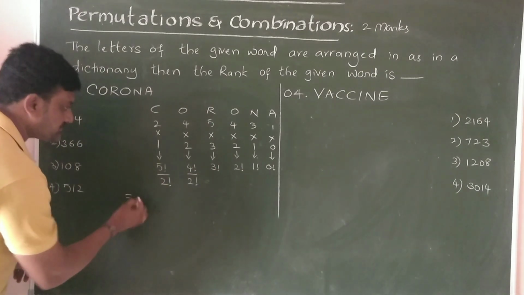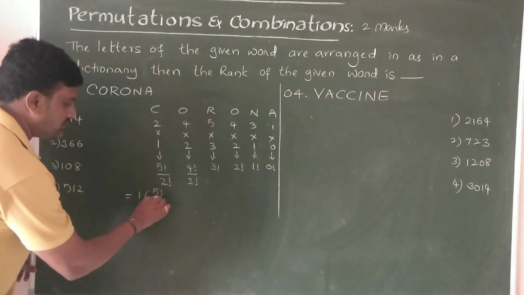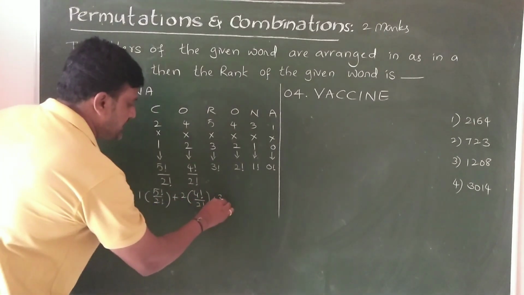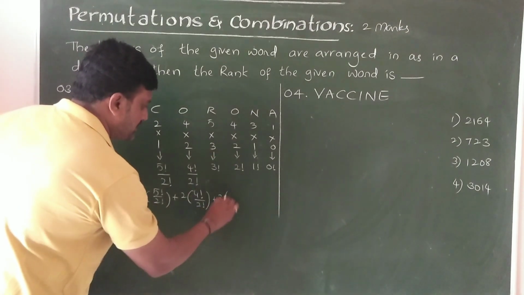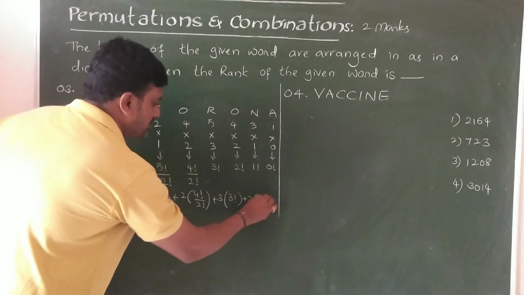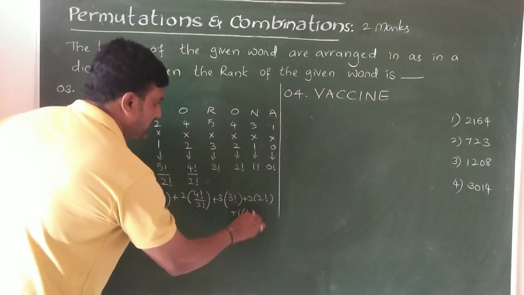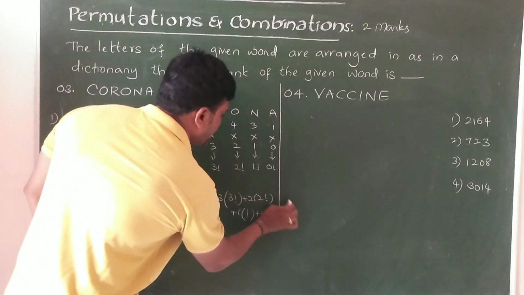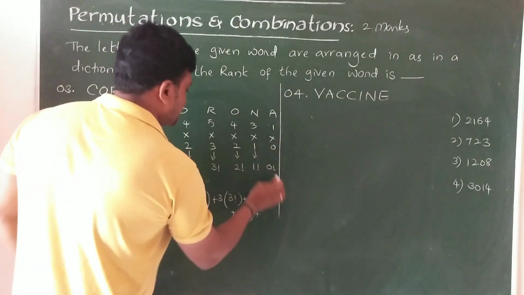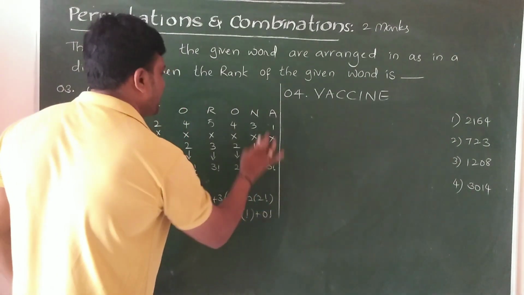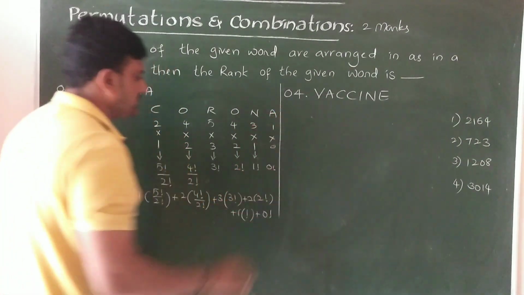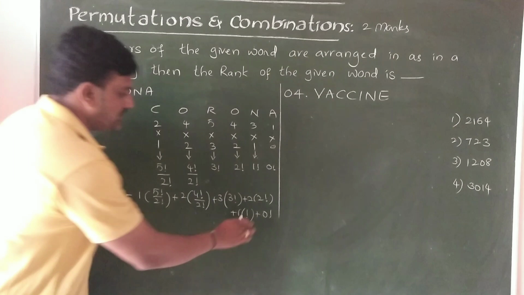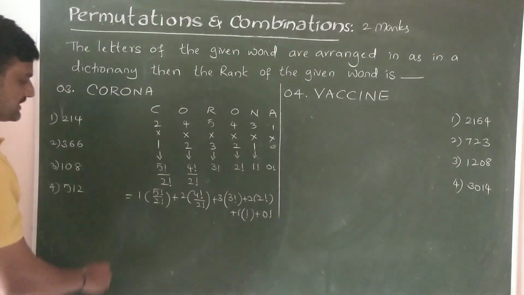Okay. 1 into 5 factorial by 2 factorial plus 2 into 4 factorial by 2 factorial plus 3 into 3 factorial plus 2 into 2 factorial plus 1 into 1 factorial plus 0 into 0 factorial. Okay, sorry, here no need to take multiplication, just plus 0 factorial, remember. Here it is a 0, but it is not a multiple. 0 factorial is common. Now here we are not taking the multiple of 0 factorial, remember.